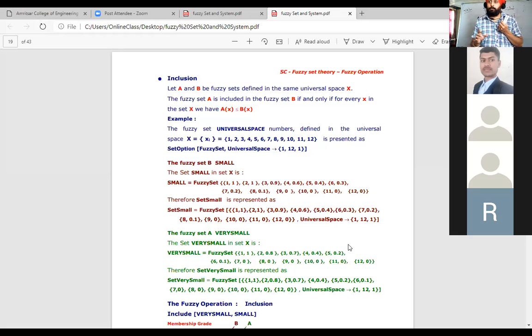The fuzzy set A is included in fuzzy set B if and only if for every X, A(X) is the degree of membership of the element. If for every X in the set X, we have A(X) less than or equal to B(X). So if I say, is A included in B? So now see, first member is 1 here, here the member should be same first of all. First see, both the sets are having the same universal space. Yes, universal space may be defined as 1 to 12. Means all the numbers are between 1 to 12. Yes, here all the numbers are between 1 to 12.